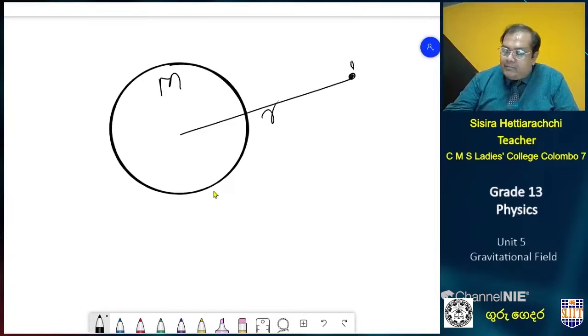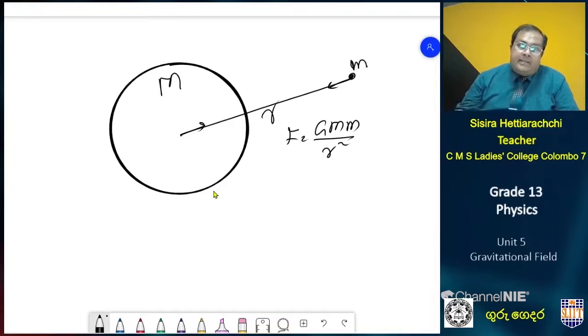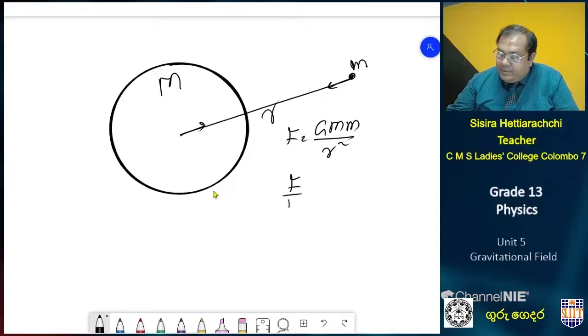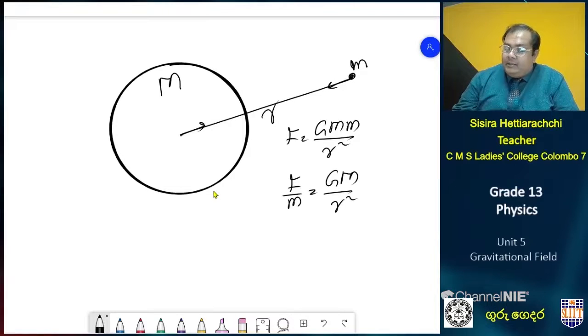Generally we can mark mass m here. Then we know attraction F is equal to G capital M simple m over r square. But what is gravitational field intensity? Force acting on a unit mass. Therefore on both sides we have to divide by simple m to find force acting on unit mass. Then F over m, that is the field intensity, is GM over r square. Very easy to memorize. Then you have to remember this equation also.